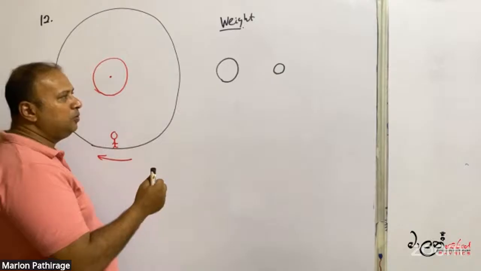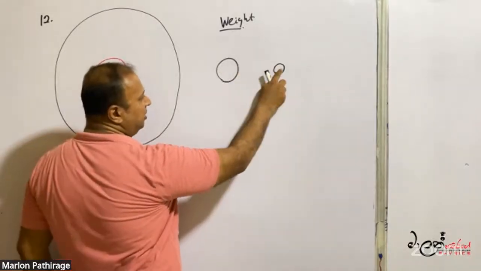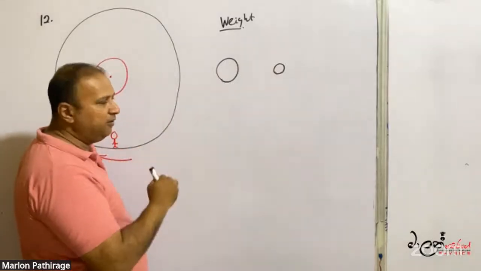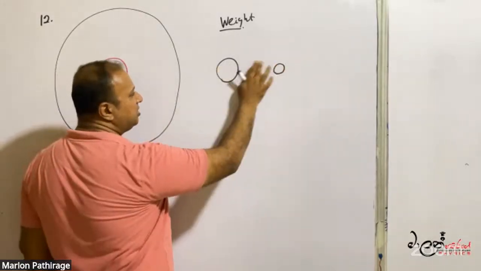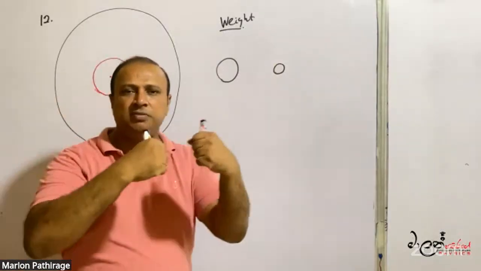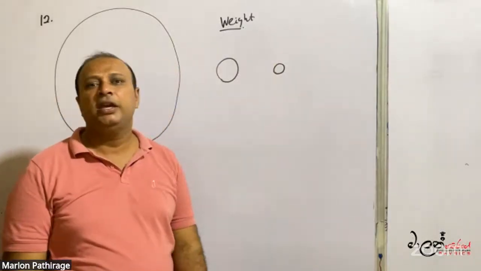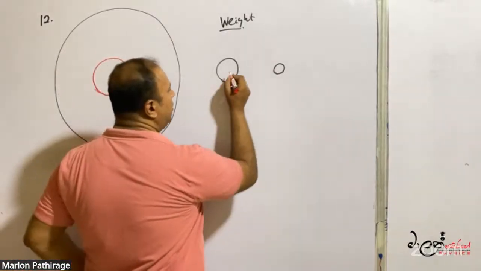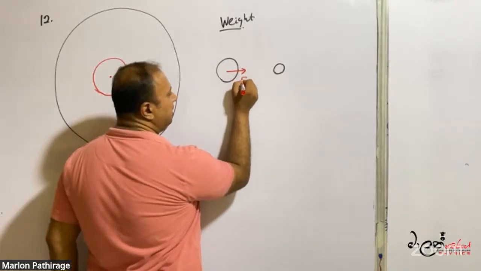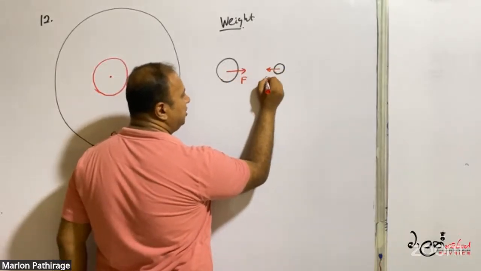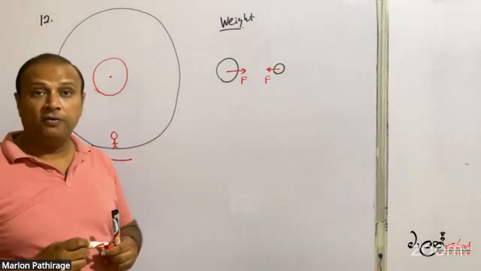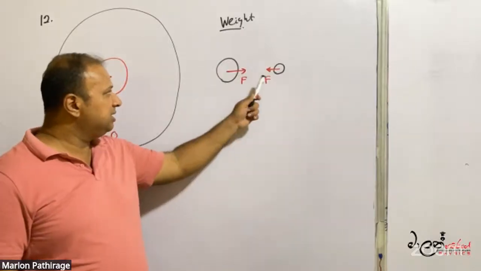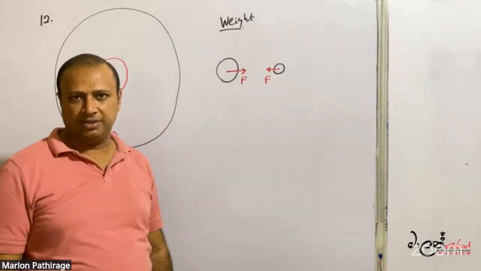Actually, due to the gravitational attraction, if you are given two masses in a gravitational field, there is a gravitational attraction force between them both. Gravitational attraction force is always exerted on each object from center to center. So this is the direction of the gravitational attraction force.